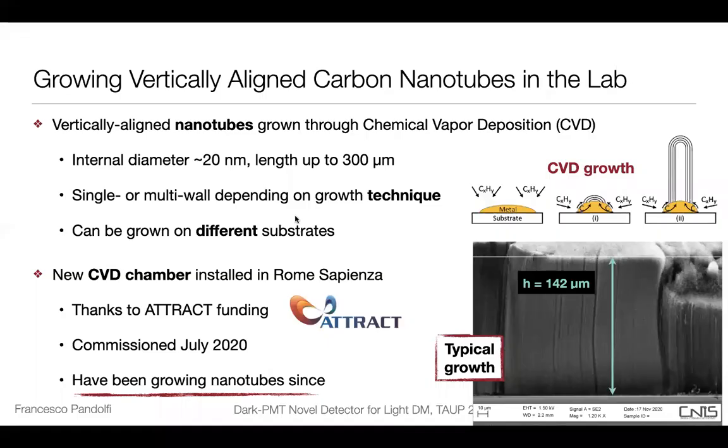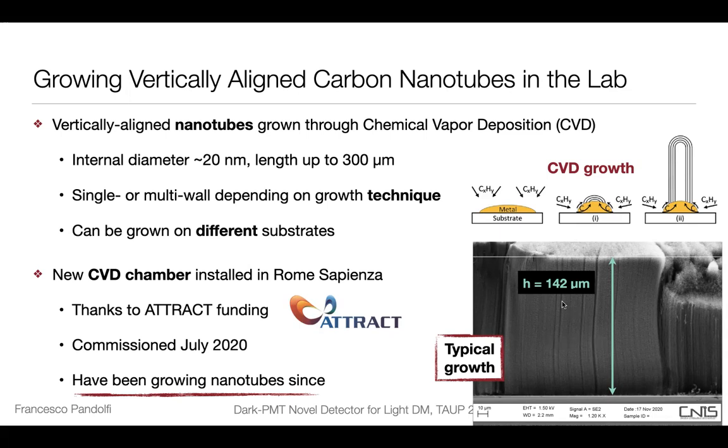And carbon nanotubes, vertically aligned carbon nanotubes, can efficiently be grown in the lab. There's a technique called chemical vapor deposition, CVD, what you end up with, you get these tubes which have an internal diameter of a few tens of nanometers, and a length up to hundreds of microns. And we've installed a new CVD chamber in Rome Sapienza last year. It was mainly due to attract funding. We commissioned it in July 2020 and then started growing nanotubes since. You can see here on the right that this is a SEM image of a typical growth.